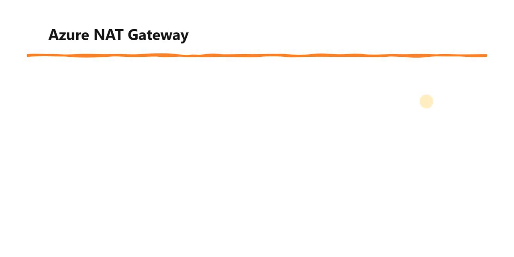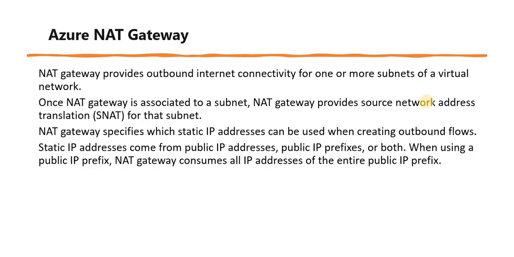My name is Sunil. In this video, let's discuss about Azure NAT Gateway. NAT Gateway provides outbound internet connectivity for one or more subnets of a virtual network.